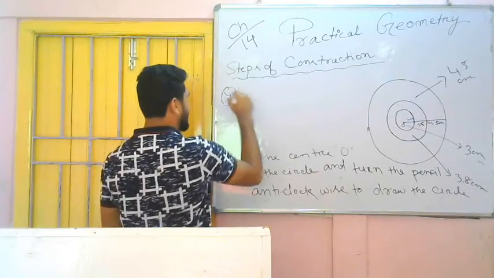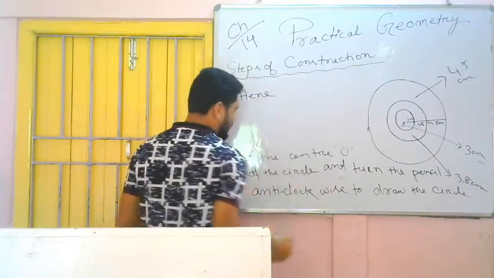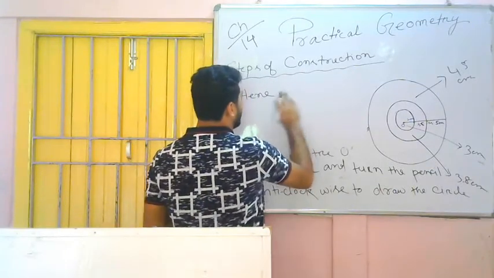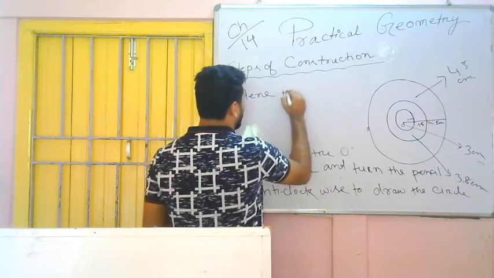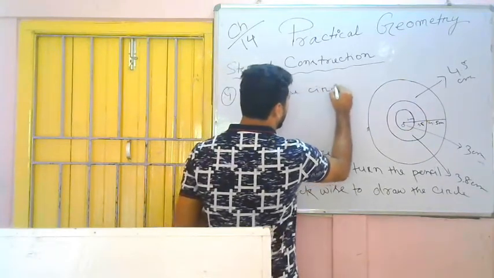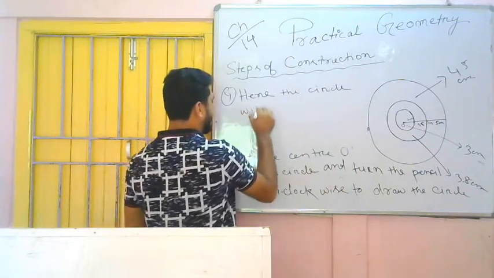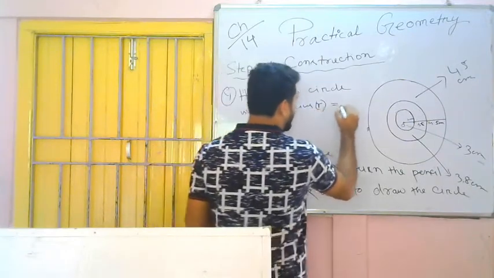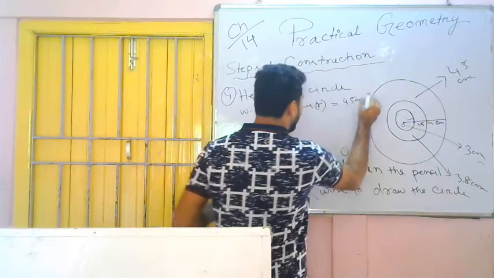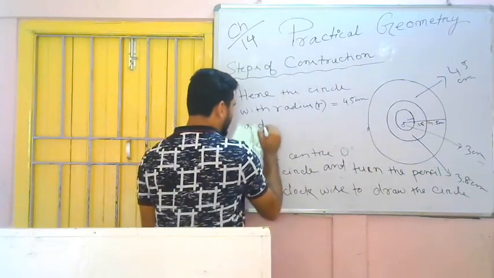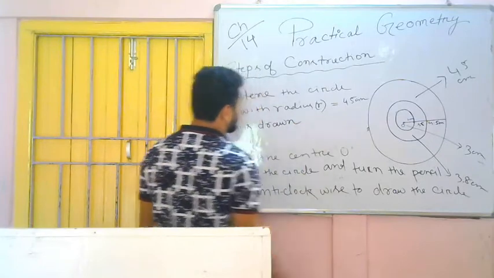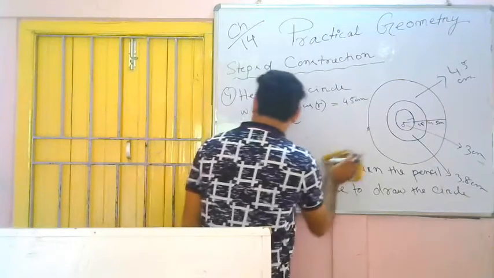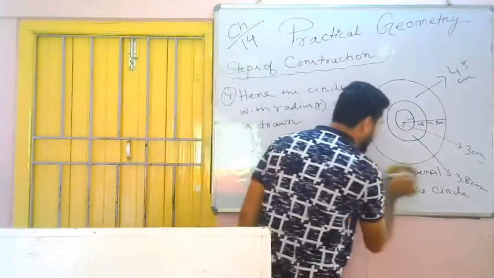Number 4, write hence the required circle with radius r equals 4.5 centimeter is drawn. Okay, is drawn. Now write the next step, not the question number, next step, step 5.